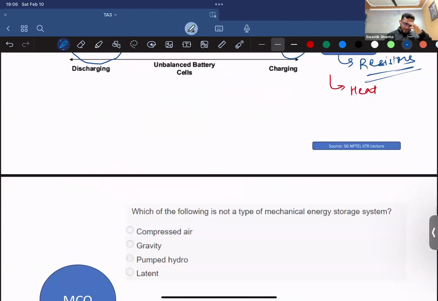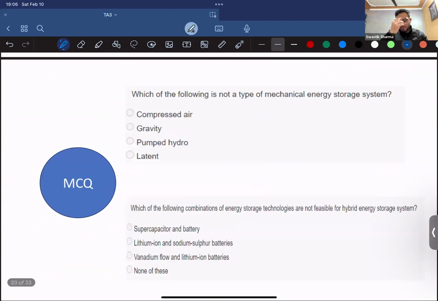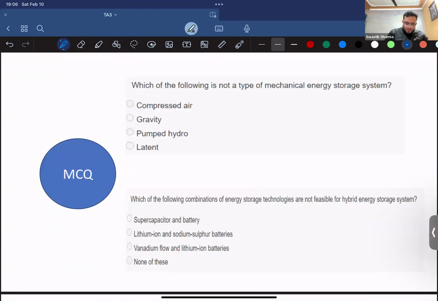Let's go on to discuss some MCQs based on week 3 and week 5. So let's start with these questions. These questions have topics covered not just from this lecture, but also from sir's lecture. So I will request you, if you have gone through those lectures, please answer these with me.